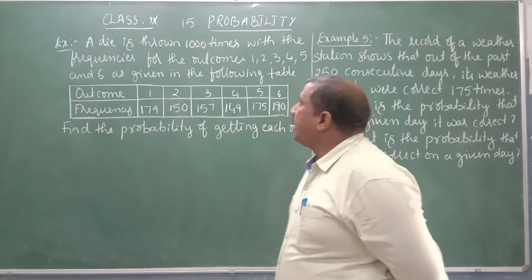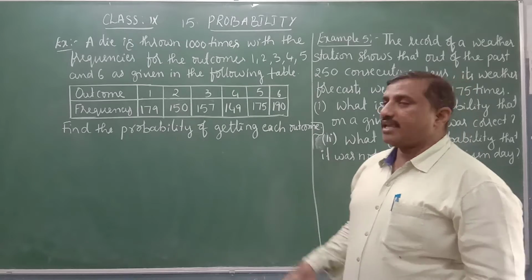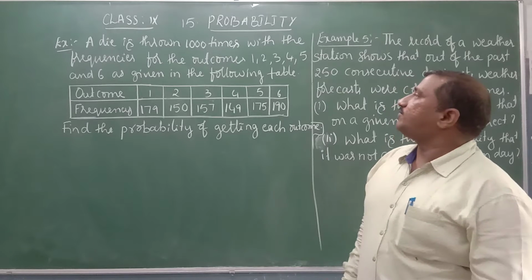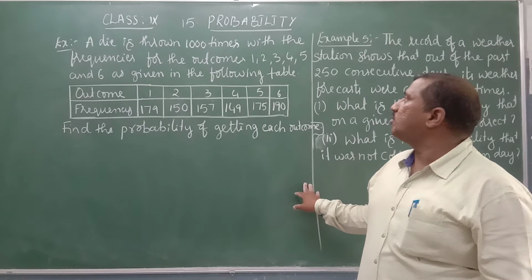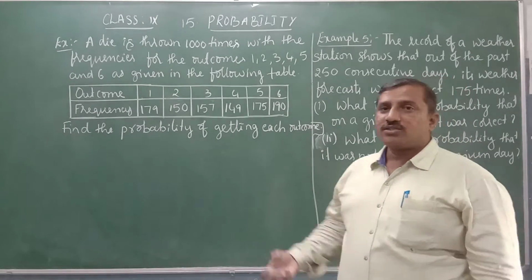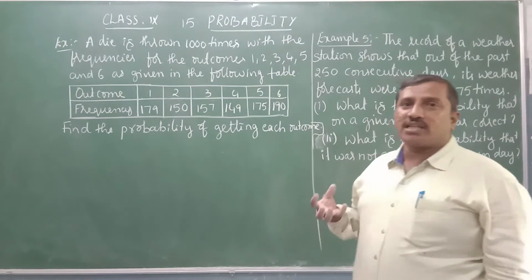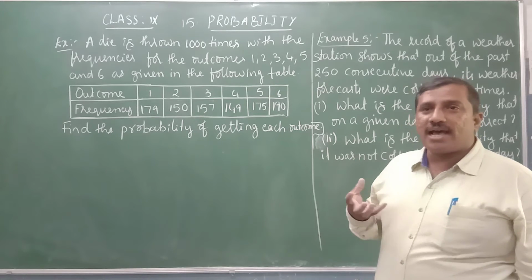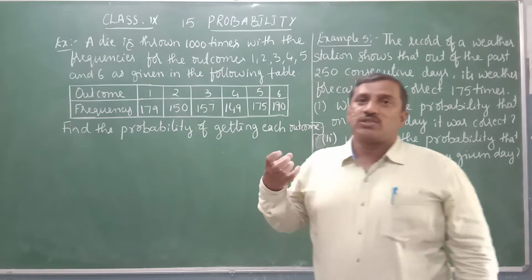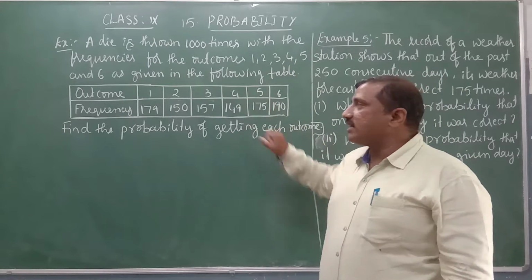So an example. A die is thrown 1000 times with the frequencies. Here frequencies are nothing but the number of times that event happened. For the outcomes 1, 2, 3, 4, 5 and 6 as given in the following table. So generally when we throw a die, what are the outcomes we get? 6 outcomes are there, as the die contains 6 faces. On each face we have one number from 1 to 6. So the outcomes are 1, 2, 3, 4, 5 and 6, and their frequencies are given in the following table.